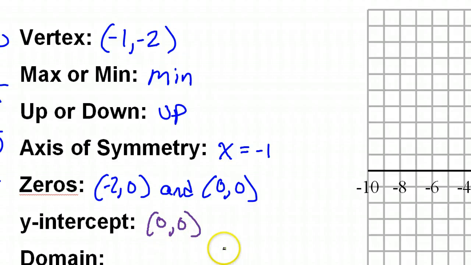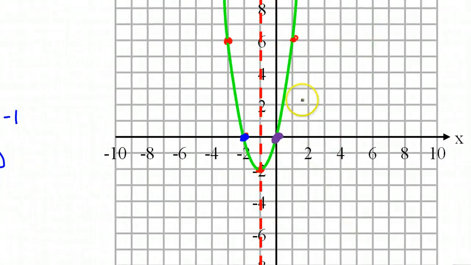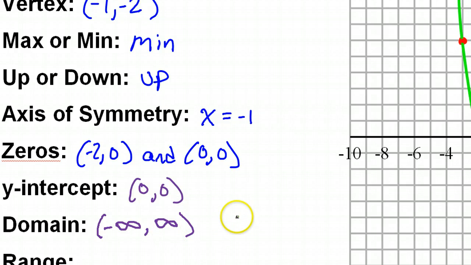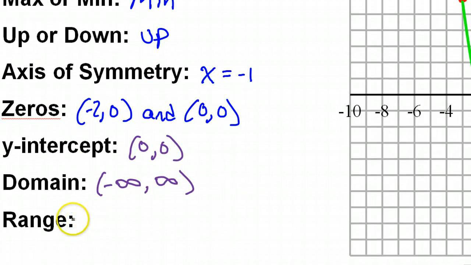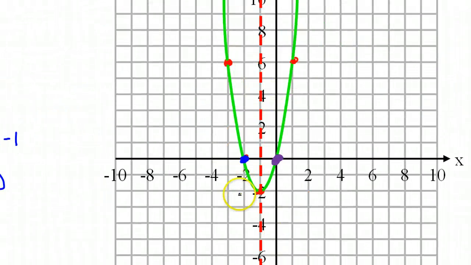The domain is the x values of a function. So how far to the left does it go and how far to the right does it go? Well, left forever and right forever means negative infinity to positive infinity, all right, with round parentheses. Now the range is the y values. So we're talking about how far it goes from bottom to top. And it needs to be in that order, bottom to top.